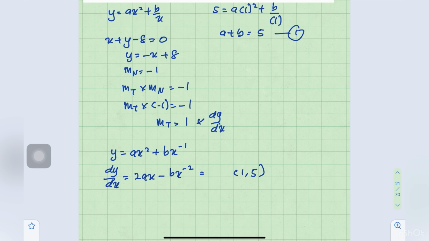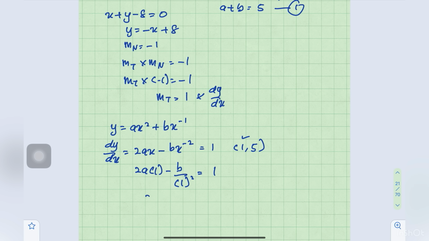So, equate it with 1. When x is, substitute 1 as well. So, 2a times 1 minus b over 1 squared equals 1. So, we get 2a minus b equals 1. Okay, so now this is equation number 2. So, we can solve simultaneously. So, maybe we can add. Equation 1 plus equation 2. So, a plus 2a is 3a.